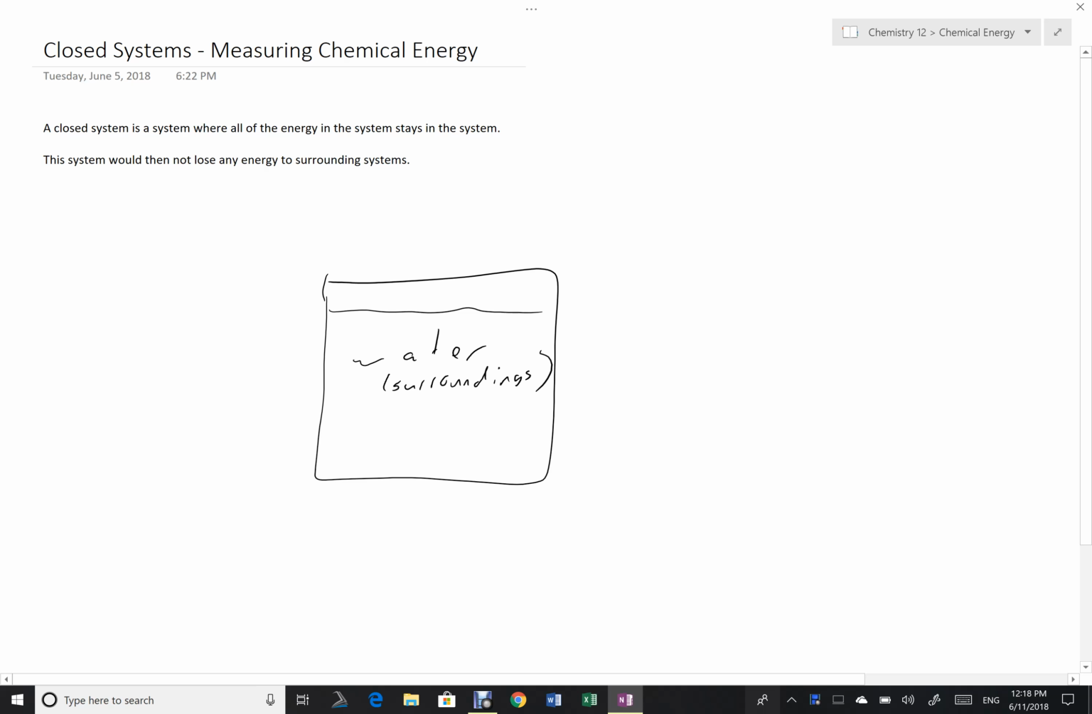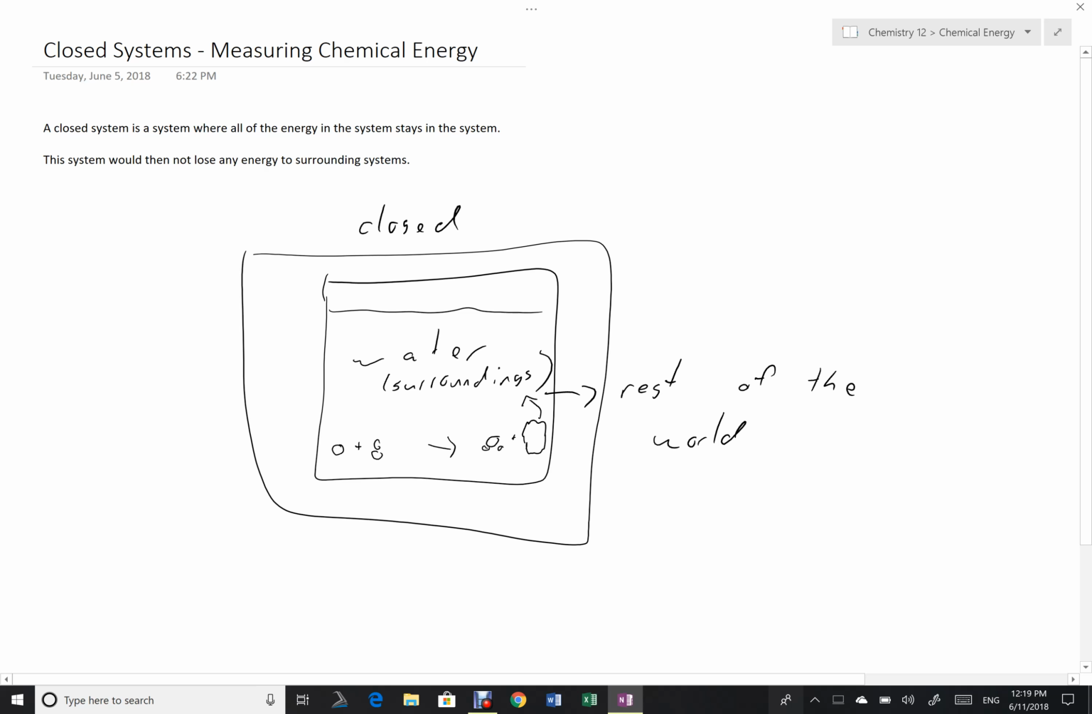And then we have the chemical reaction going on down here. Some chemical plus some other chemical is going to go and make some chemical like this, plus a whole lot of energy. When that energy is released, it goes into the surroundings. We say it's closed if none of that energy leaks out into the rest of the world. To do that, we could imagine taking this system and completely isolating it from the outside world.